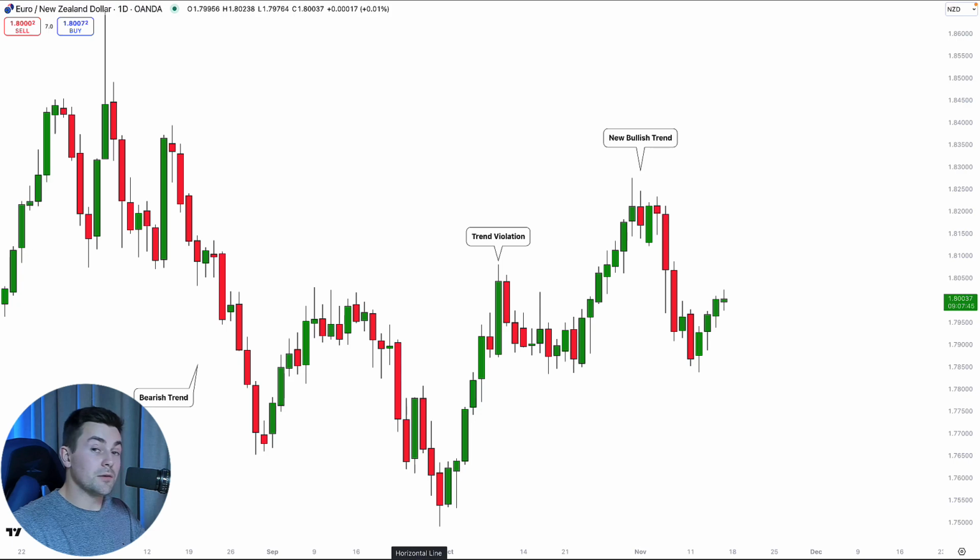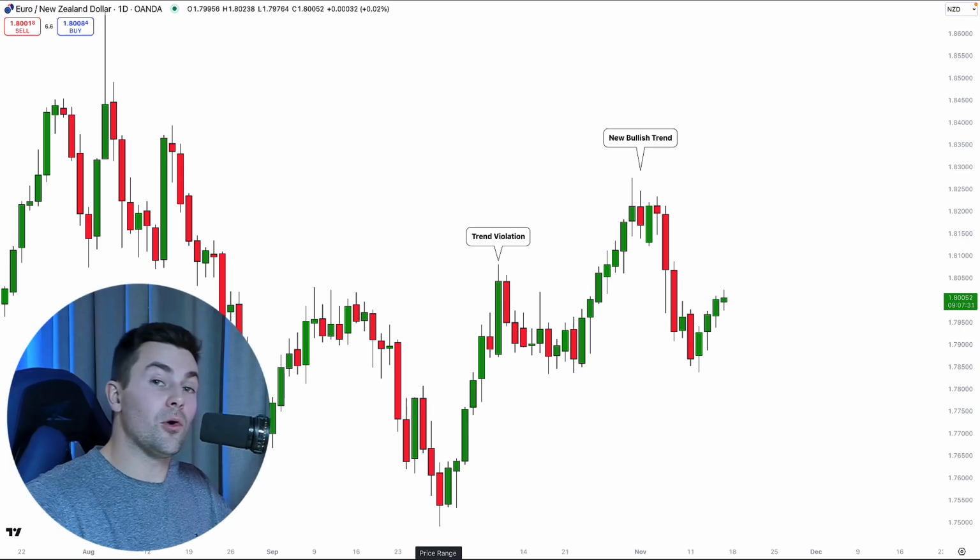With our trend analysis, we found out that the Euro New Zealand pair is trading in a bullish trend on the daily. After that, we start analyzing the structures, the supports and resistances. Because the market is trading in a bullish trend, our task will be to identify the significant supports, because the supports will provide the safe places for us for buying.